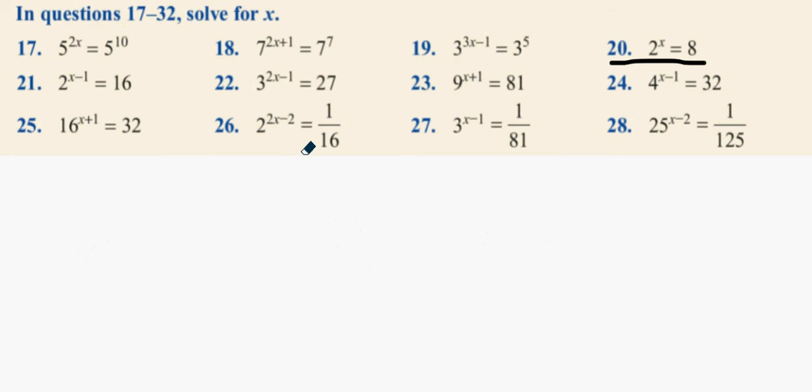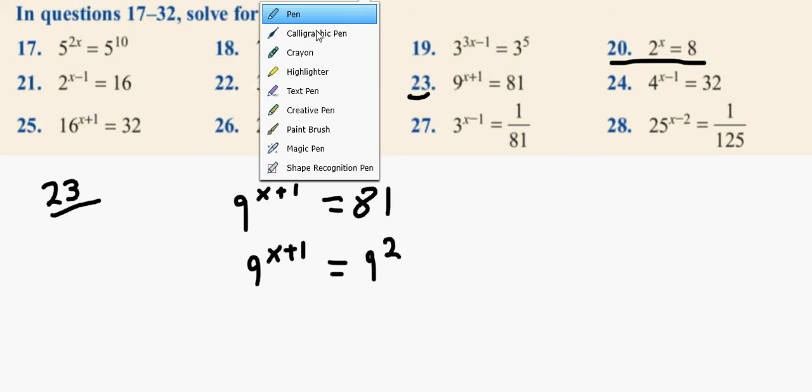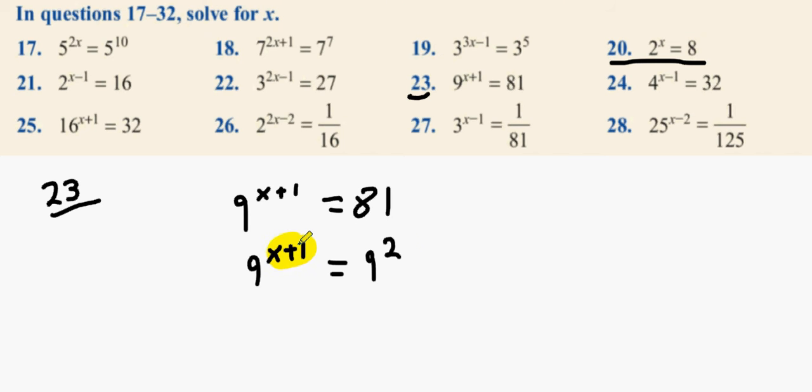Let's try question 23. Look at 23. 9 and 81. There's 2 ways of doing this. What can you change 81 into? 9 to the power of 2. 9 to the power of x plus 1. The power numbers must be the same. Do you get it? Since the base numbers are the same, the power numbers must be the same. So what does that mean then? X plus 1 must equal 2. X equals 1.